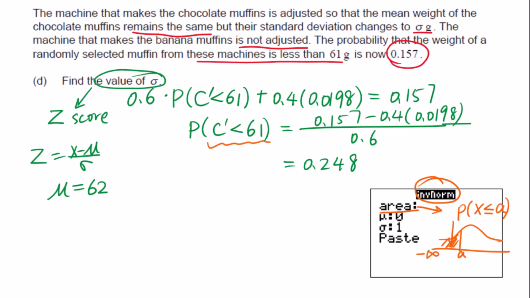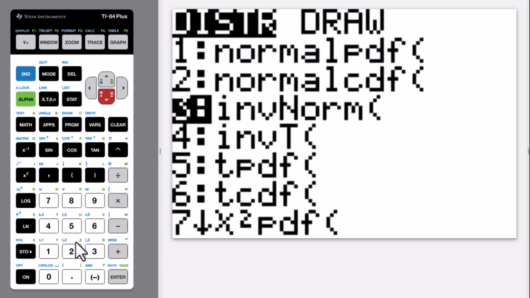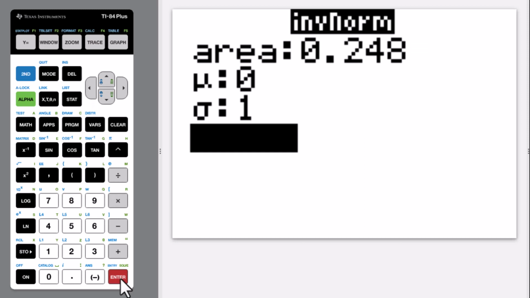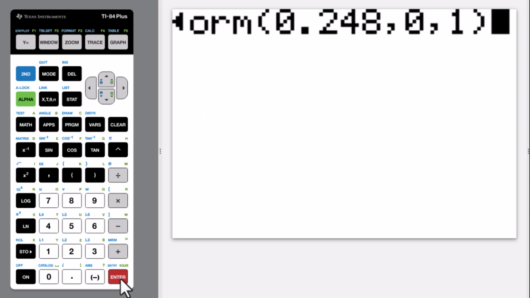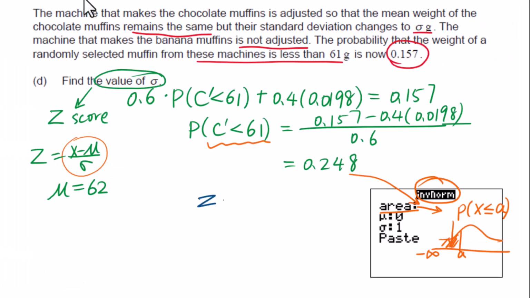Since we are given the probability of C prime less than 61, we will put 0.248 directly here. Second variable, inverse norm, area 0.248, standardized normal distribution. To find the z-score, we get negative 0.681. Z equals negative 0.681.